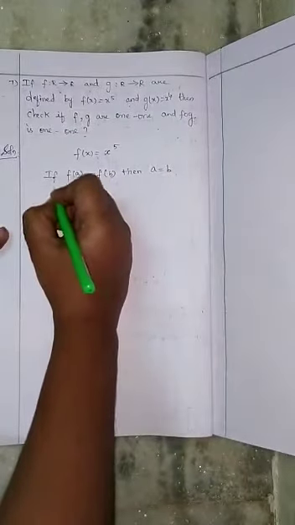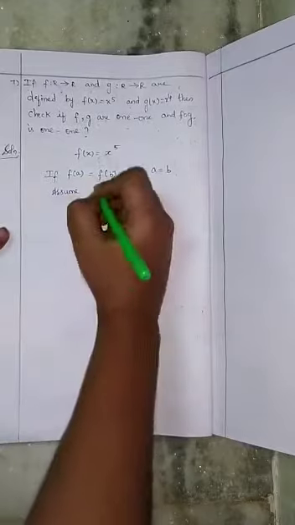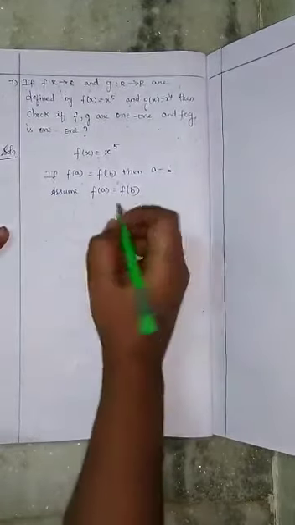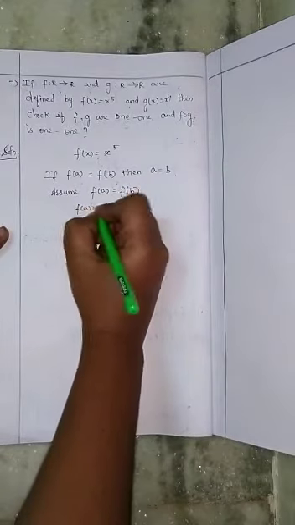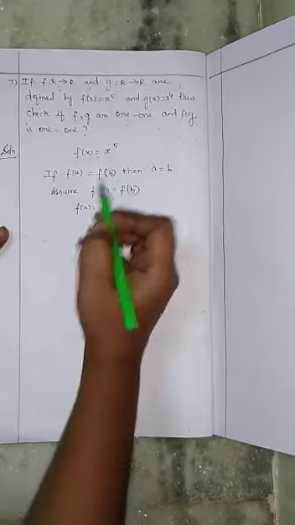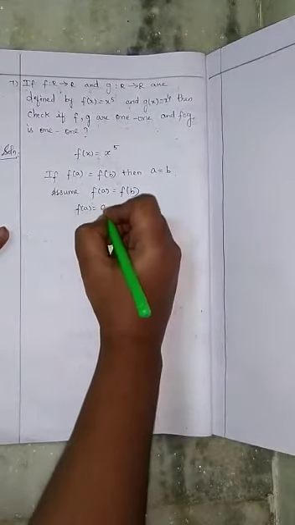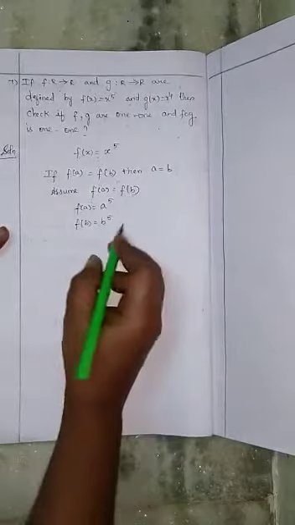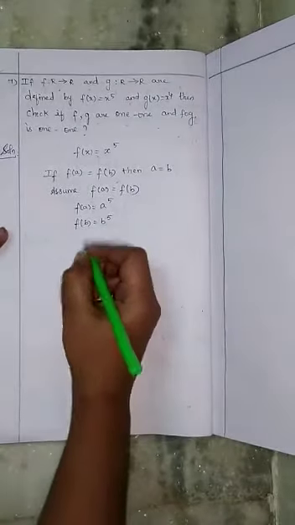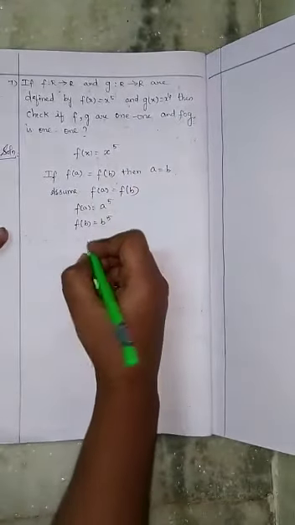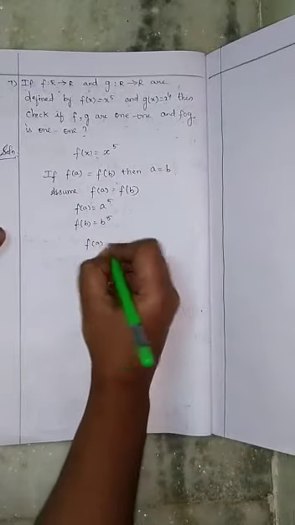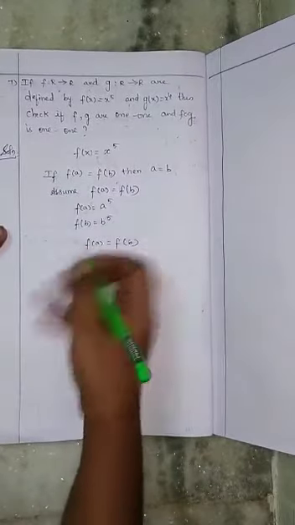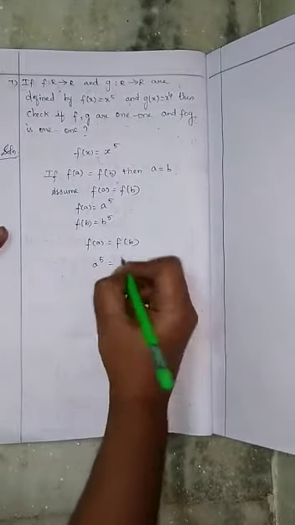So assume f of a equal to f of b. We are going to assume this. So what is f of a value? Here x is there, here also x. Here a is there, here you are going to substitute a power 5. f of b is nothing but b power 5. Okay. Now you just substitute here f of a equal to f of b. So what is f of a value? a power 5. Here what is f of b?